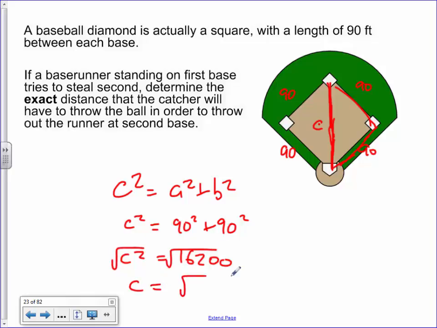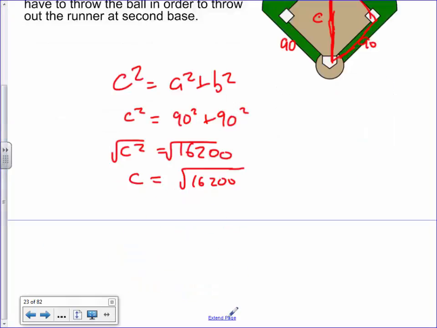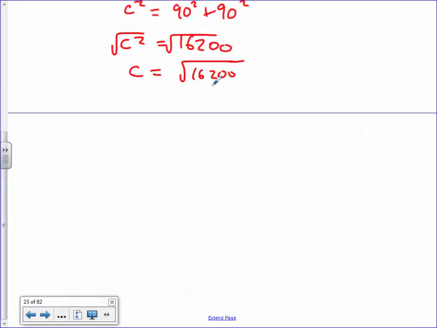Now, this is a good introductory topic because we've already done exact values before. One of the things we could do is leave it exactly as this number. But we've also talked about how to simplify square roots, radicals, by looking for perfect squares that go into this number. For example, 16,200, I could break that up into 162 times 100. Why am I picking those particular numbers?